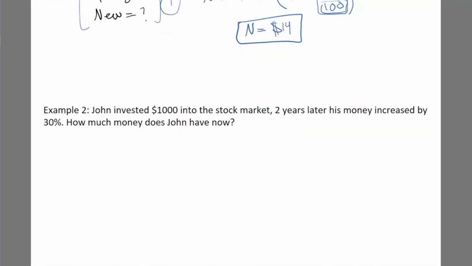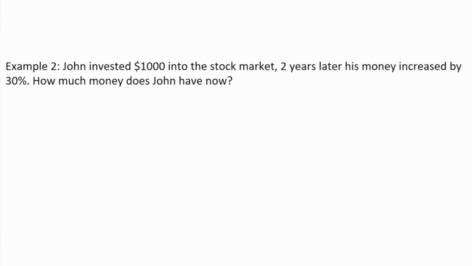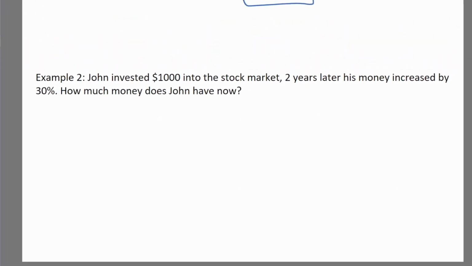Let's move on to example 2. John invested $1,000 into the stock market. 2 years later, his money increased by 30%, okay? So we know his money increased. How much money does John have now? Now again, you can by now identify this is a percentage increase question, so we're going to use the plus from the rule, okay?